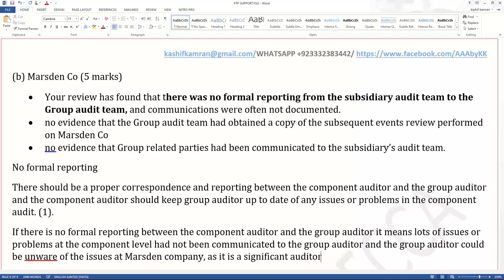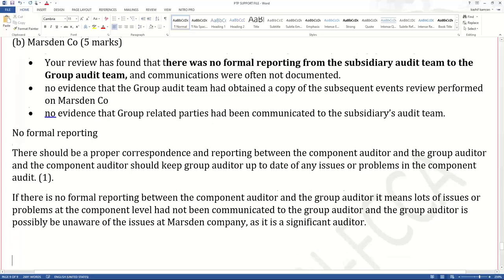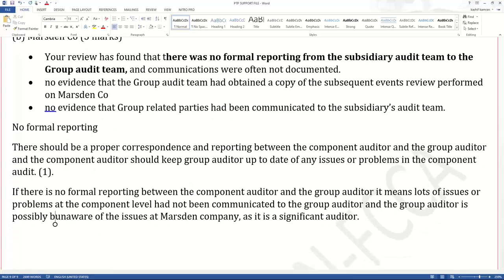I hope you read the case yesterday. Examiner told us that every subsidiary is significant. So Marston Company is also a significant subsidiary. And because there is no formal reporting between the component auditor and the group auditor, it means that lots of issues or problems at the component level had not been communicated to the group auditor, and the group auditor is possibly unaware of the issues at the Marston Company, as it is a significant subsidiary.